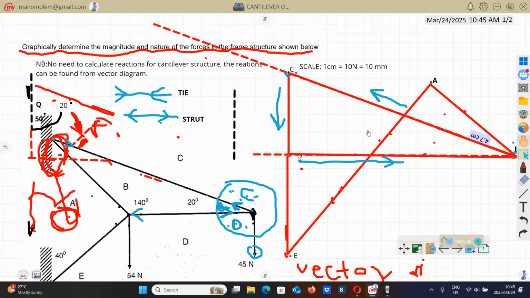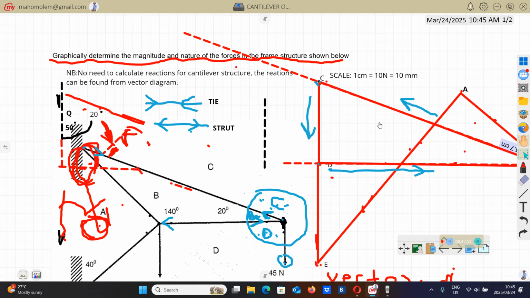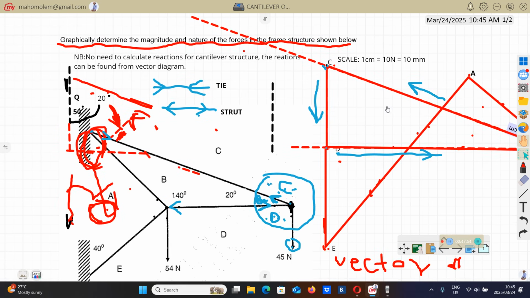Right, back to our problem. So this one, as you can see by these arrows here, this one is going to be a strut. Then for this member, the arrows are pointing inward, towards each other. If they are pointing towards each other, then this member, we're going to say it's a tie.